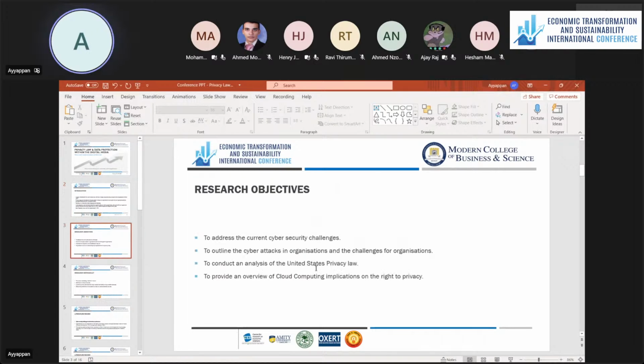The research objectives are these: to address the current cybersecurity challenges, to outline the cyber attacks in organizations and the challenges for organizations, to conduct an analysis of the United States privacy law, and to provide an overview of cloud computing implications on the right to privacy.